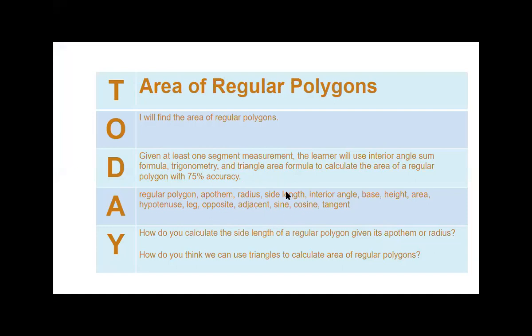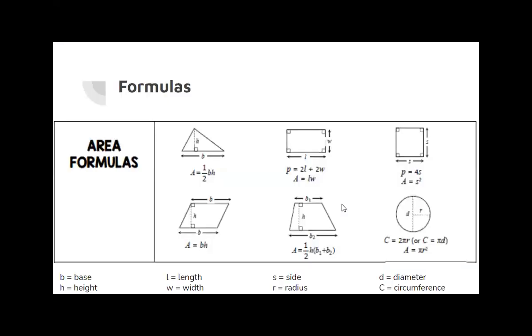By the end of this lesson, you will be able to find the area of a regular polygon with 75% accuracy, and we'll also be able to find some missing side lengths based on some word problems. So we're going to get right into it and discuss how to do some of these things.